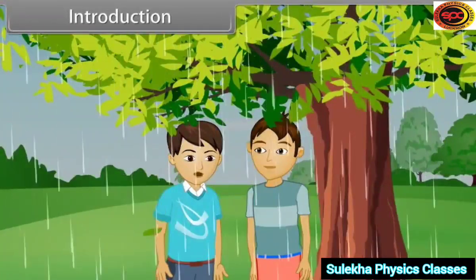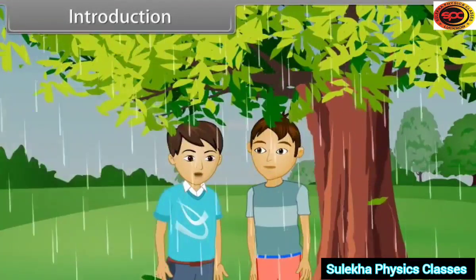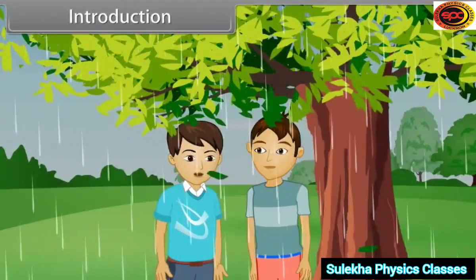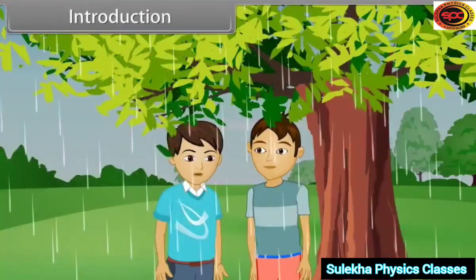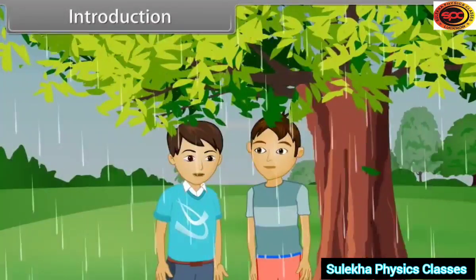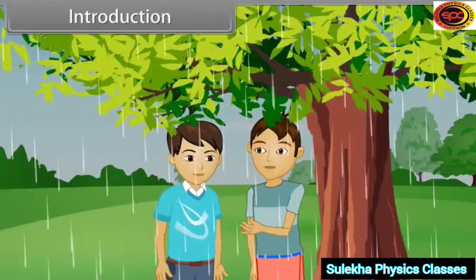Brother, can I ask you something? Sure. As we know that clouds are in the sky and raindrops fall from the clouds, why do raindrops always fall downward to earth? Why do they not go upwards? Okay, I will tell you.